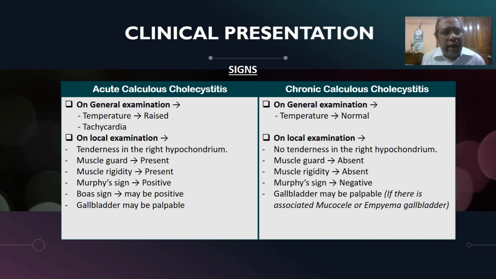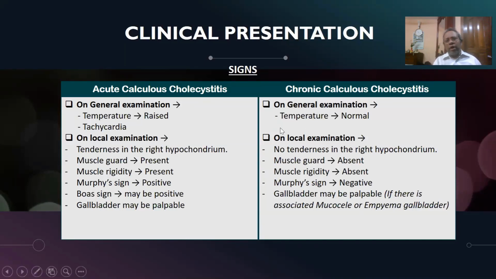And another one is the Boas sign. It is not in front, it is behind, at the level of the 9th, 10th, 11th ribs on the right side. If that area has altered sensation, hyperesthesia, it can also suggest that the patient may have cholecystitis. And sometimes the gallbladder may be palpable. If the patient is lean and thin, at that time you may palpate the gallbladder. Or if the gallbladder is more distended, a big-sized gallbladder, in that case you may palpate the gallbladder during palpation. So this is about acute calculus cholecystitis.